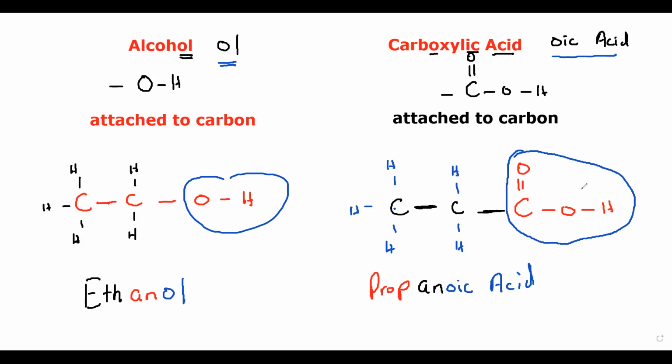So whenever C double bonded with O and OH, this group is there, what is the name? The name should end at oic acid. That's why we write oic acid. If there is only OH attached, as you can see here, this OH is attached, then the name should be OL, all. So depending on what is attached, if it is C double bonded with O and OH, the name will be oic acid. If it is C and OH is there, it will be all, alcohol.